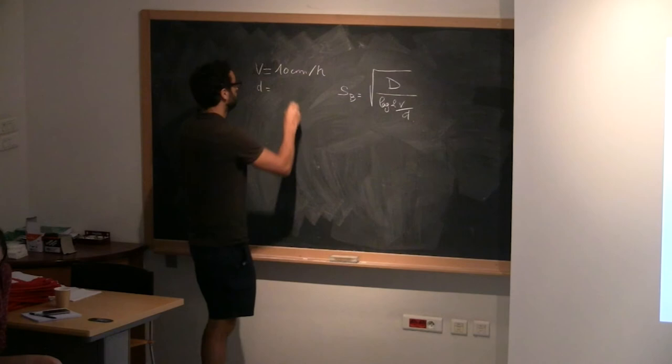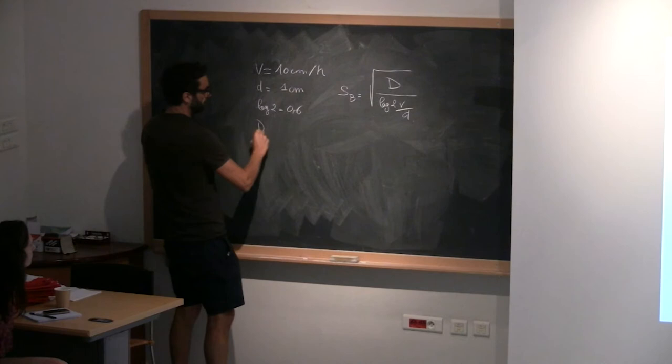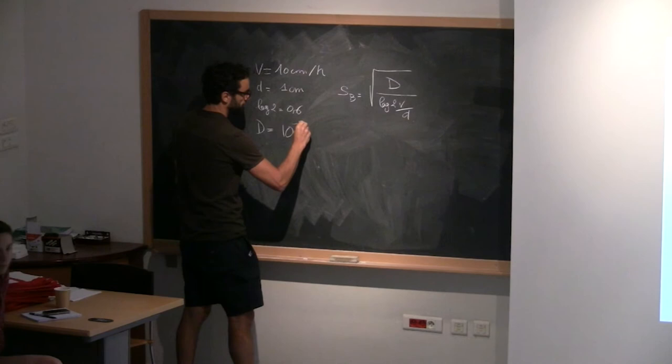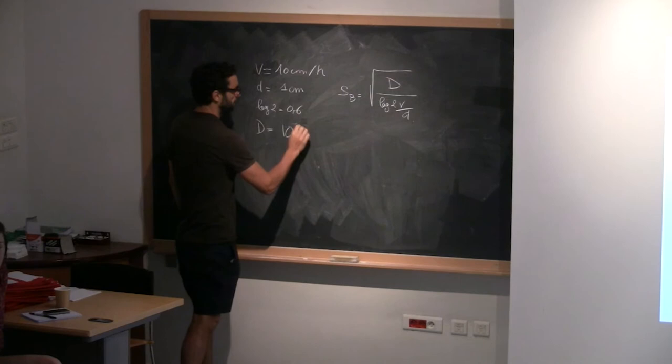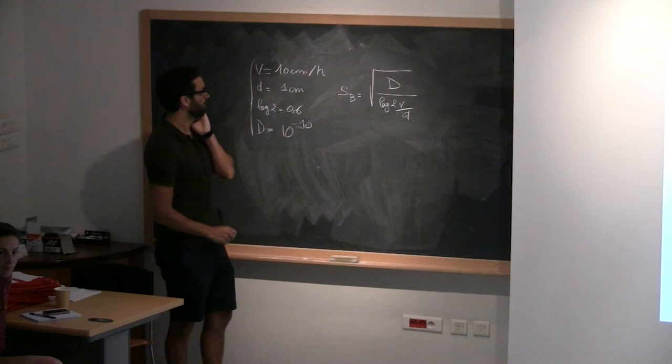So log 2 is about 0.6, right? And D would be 10 to the minus 9? 10 to the minus 10? We're using dyes. 10 to the minus 10? So can someone calculate this? Oh, I see, you want to take a square root of this. That's square meters per second. That is meters squared per second, right?